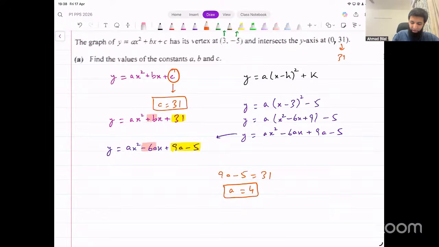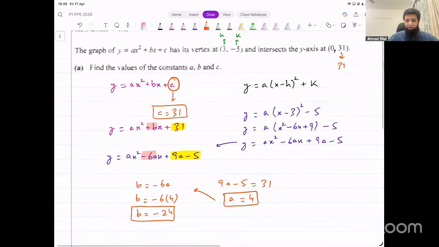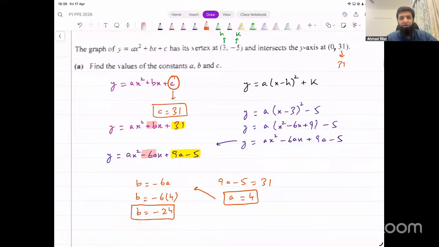Compare both of them and that gives you b equal to negative 6a. Now that you know the value for a already, put that here and you get b equal to negative 6 into 4, and the value of b turns out to be negative 24. That's the value of b that we get. Right, this is how we could find the values of a, b and c.